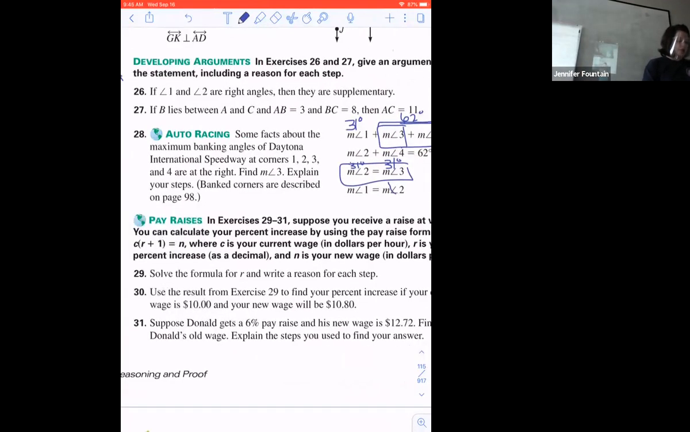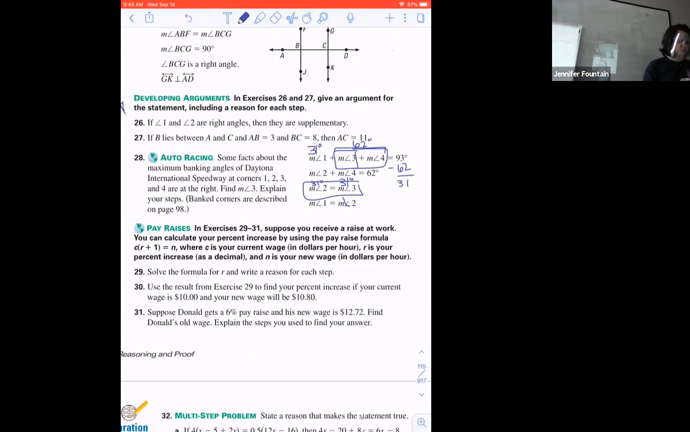Finally, number 30. It said to use the result from exercise 29 to figure that. So I guess you ended up having to find it using 29. But basically, number 30 would be 8%. Any questions on that?